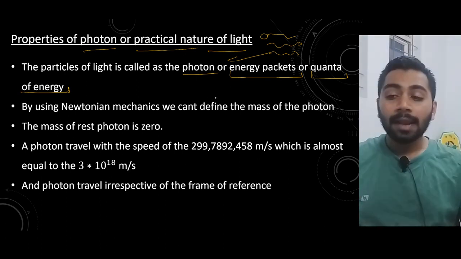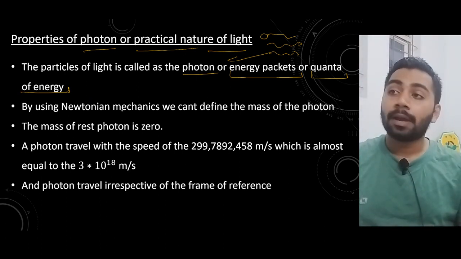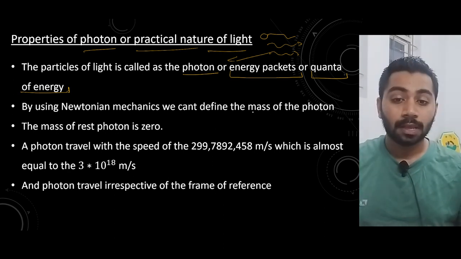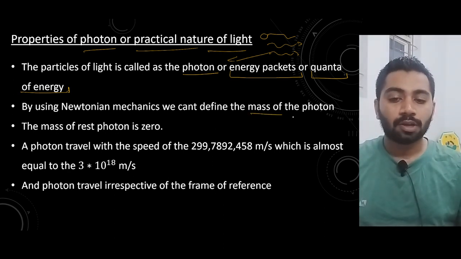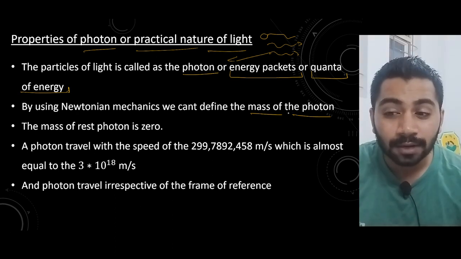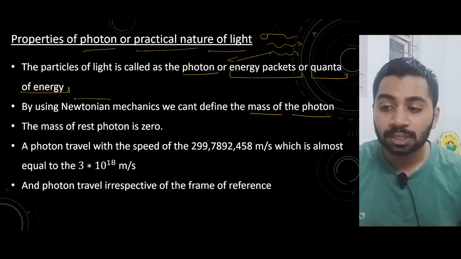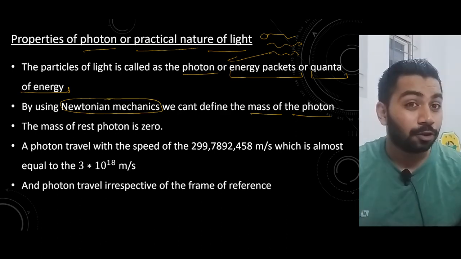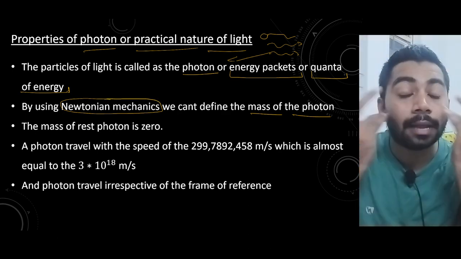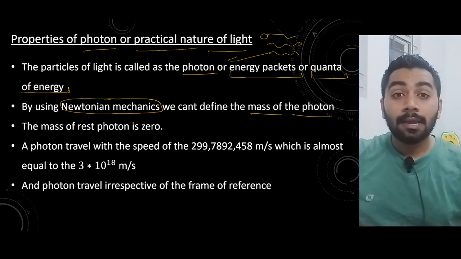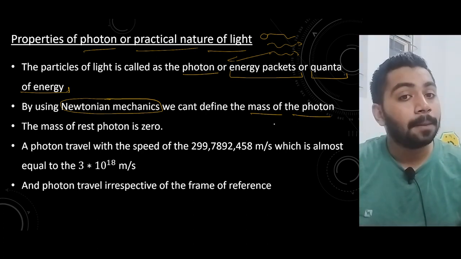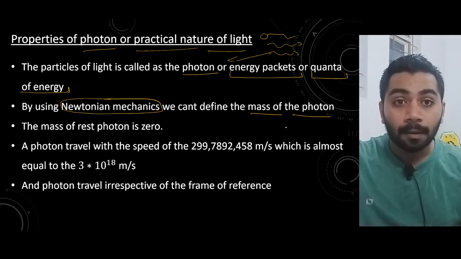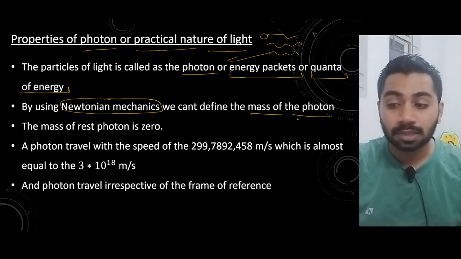Both are equal. Now, by using Newtonian mechanics, we can't define the mass of a photon. What is Newtonian mechanics? The mechanics given by Newton. Your grandfather Newton gave some mechanics. By using that mechanics, we can't define the mass of a photon. Fix it in your mind.